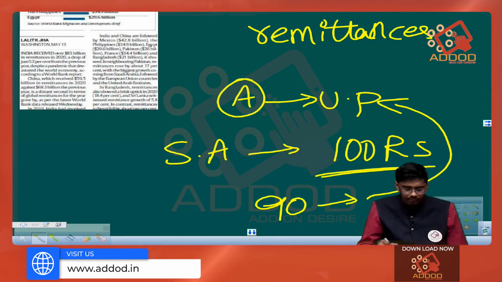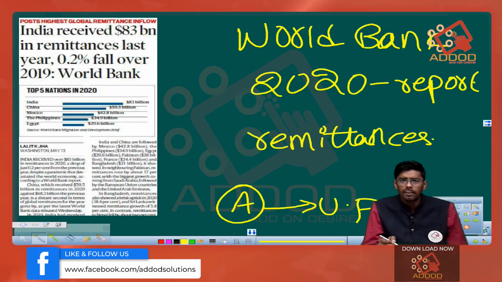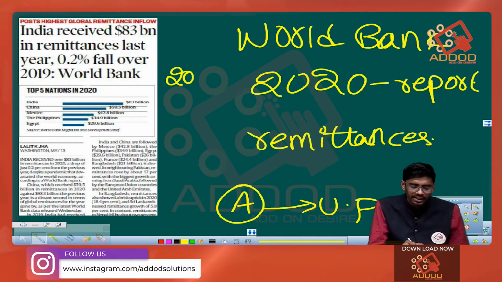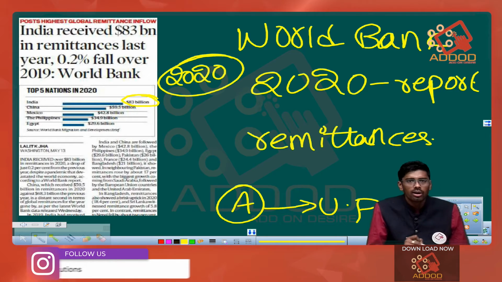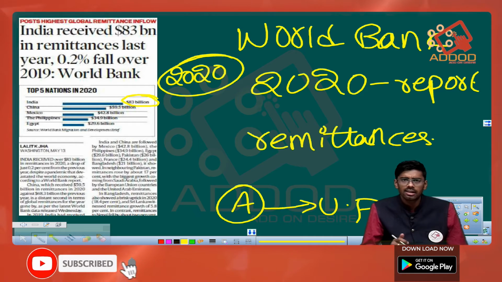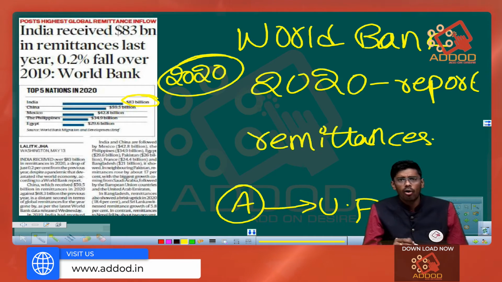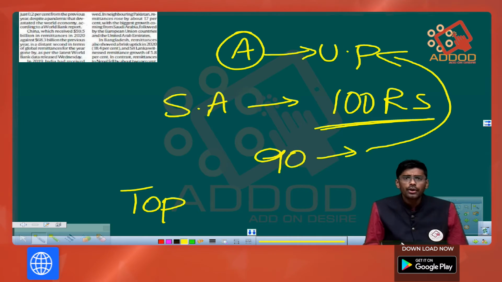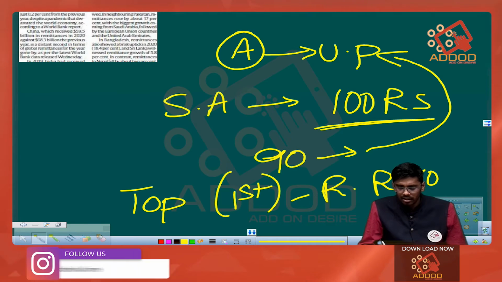So, in the image you can see how much money we are earning through remittances in the year 2020. In the year 2020, India has earned $83 billion as remittances, and by earning $83 billion, India has occupied the top position, the first position among remittance receiving countries.